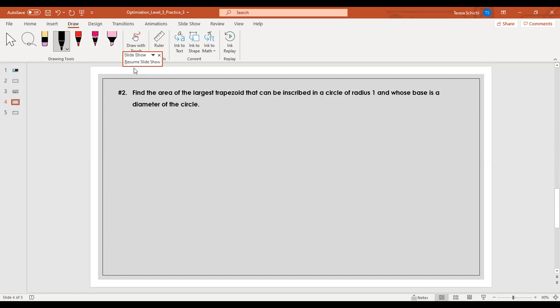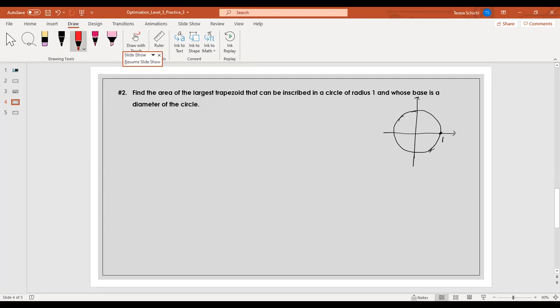Okay, the second one here is: find the area of the largest trapezoid that can be inscribed in a circle of radius 1 and whose base is a diameter of the circle. Let's graph it first and then see what we can do. So how do we set it up? Here is my circle, and the radius here is 1.